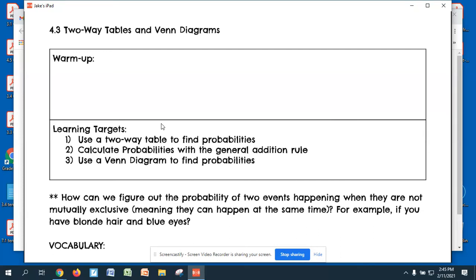This is the lesson for section 4.3. All right, 4.3 is talking about two things, what's called two-way tables and Venn diagrams. Also, we'll talk about what's called the general addition rule.